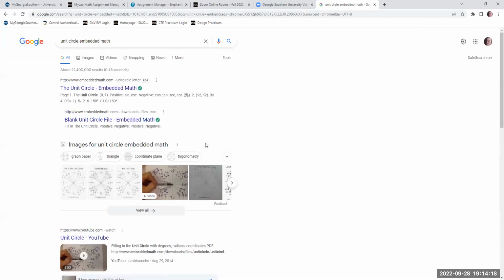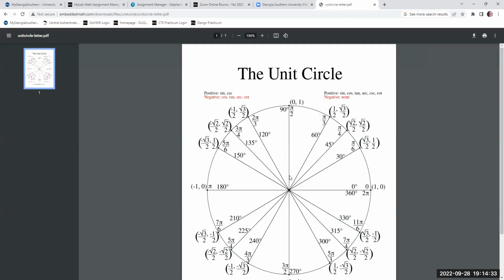And you will have this for the test. Originally, I was going to say you had to print it out, but actually you don't, because I'm going to attach it to the back of the test along with the formulas that you need. So here's the unit circle.